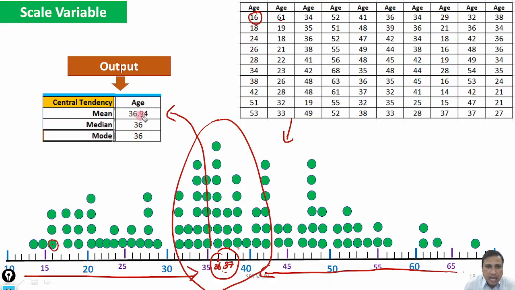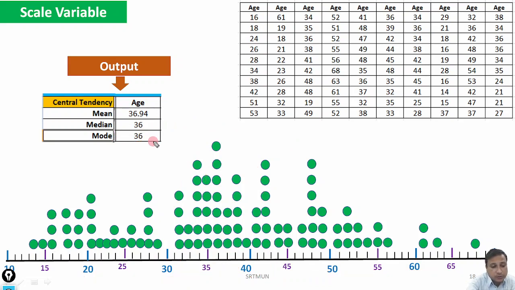And what is mean? The average age of my respondents is 37. A respondent who is at the middle of this distribution has the age 36, and 36 is the age with the highest frequency. So this is the way that we read and interpret the results for the scale variable.